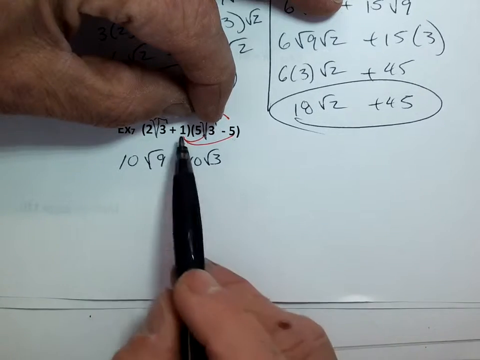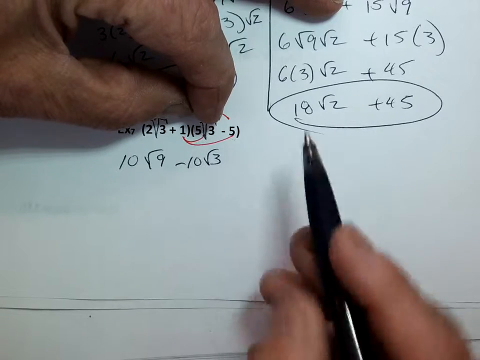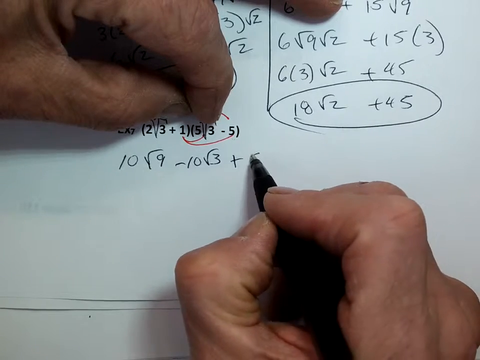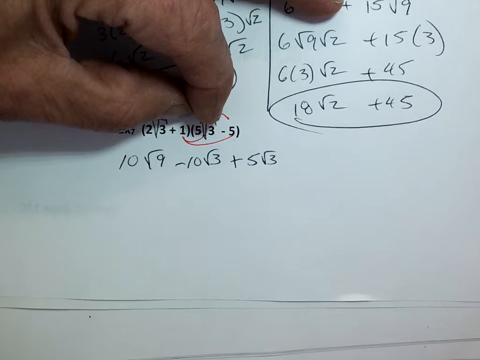Same thing with the 1 times 5. 1 times 5 is 5. I get a positive 5 square root of 3. You just have to multiply the square root of 3.